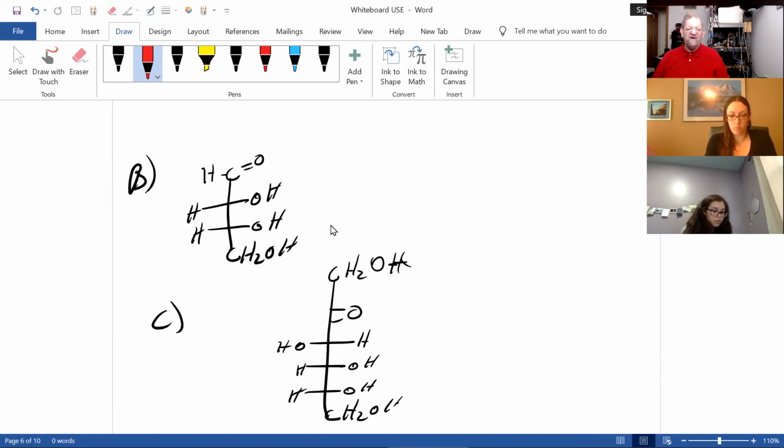And here's some more fun for you. B and C. Draw the enantiomer of each of these molecules.